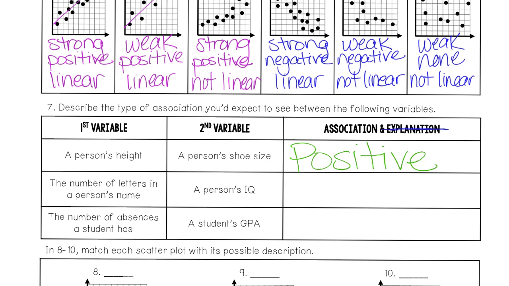All right, what about the number of letters in a person's name and their IQ? Does a person's IQ depend on the number of letters in their name? No, because they could be Joe, like J-O, and then they can be like some really, really long name, right? So then this would be what kind of association? All right, no association.